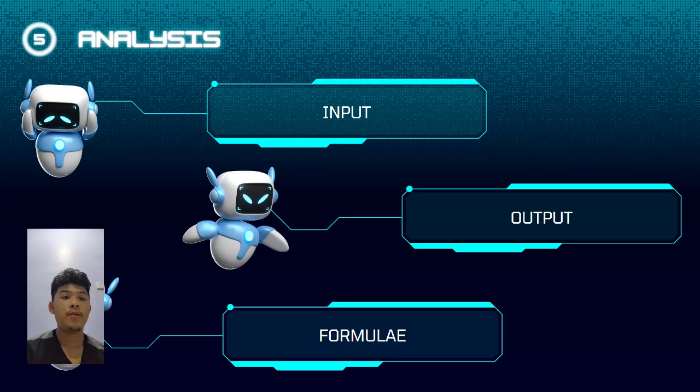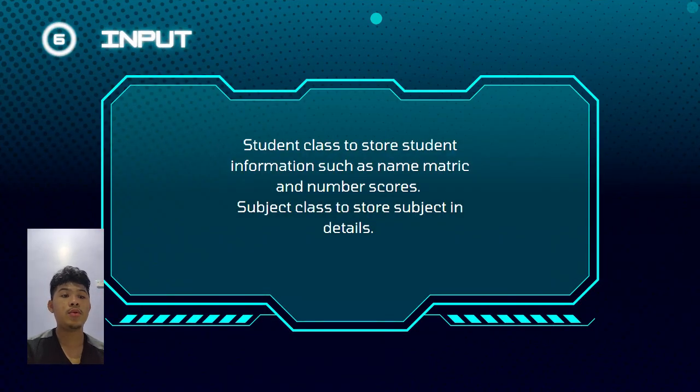So, for the analysis, we have input, output, and formula. The input is student class to store student information such as matric number and scores. And subject class to store subject details.